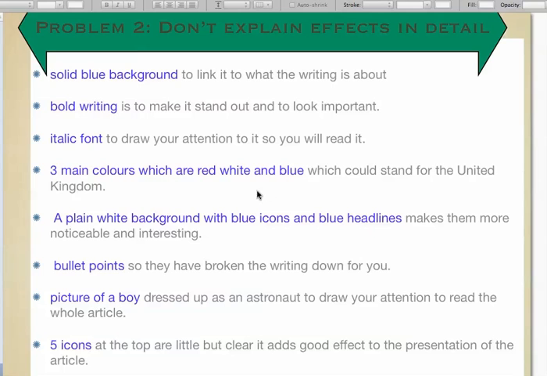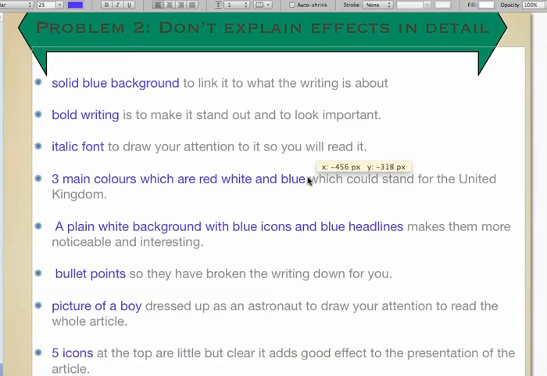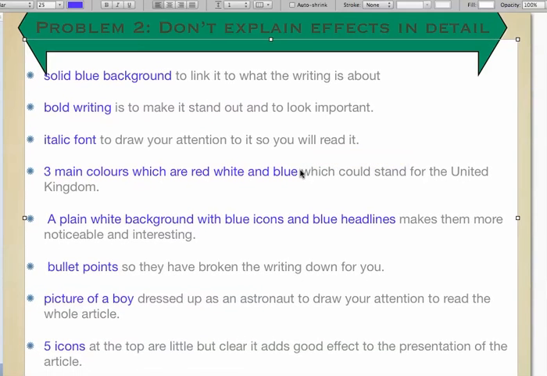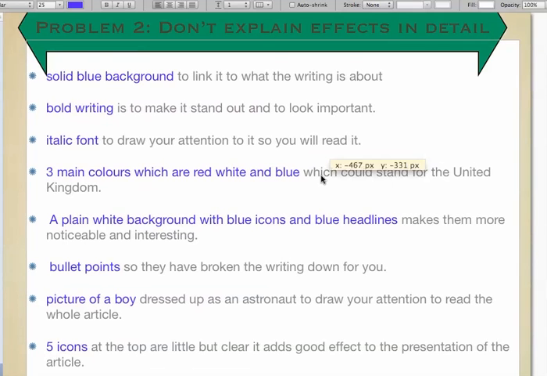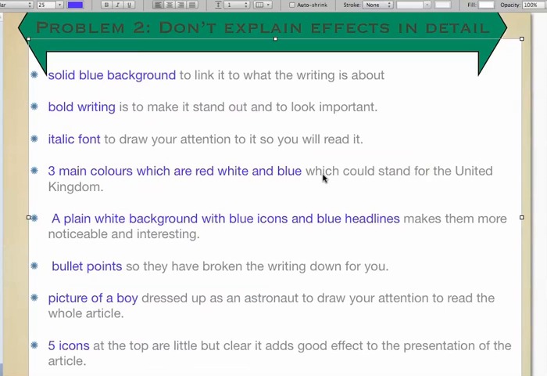Red, white and blue, which could stand for the United Kingdom, yes, okay, but why would that be useful? Why would that be the case? Why would they want to appeal to this sense of the United Kingdom? It makes them more noticeable and interesting. See, a lot of this is really just saying it stands out. And to get the C or above, you can't just say it stands out. Again, to draw your attention down here, yeah? It adds a good effect. Not precise enough, not saying exactly why the techniques have been used.